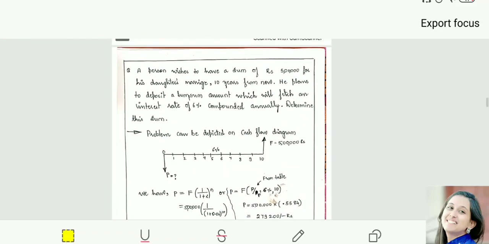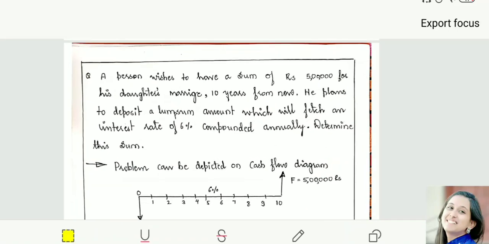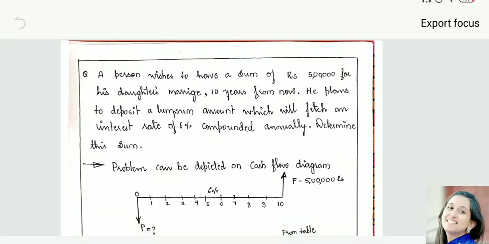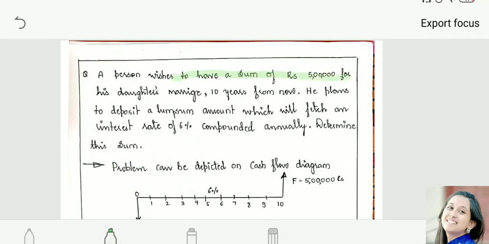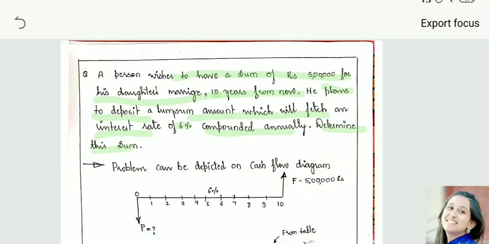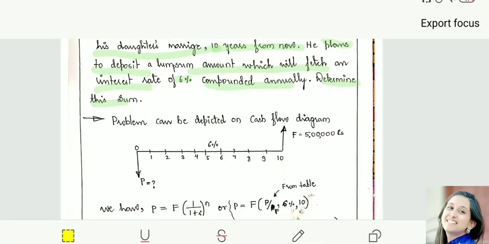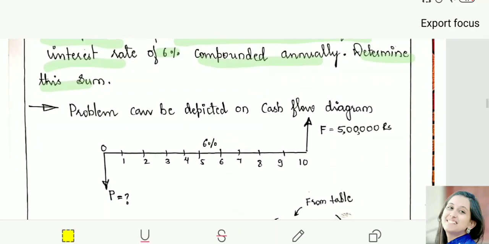This is a second kind of problem. So see here, a person wishes to have a sum of rupees 5 lakhs for his daughter's marriage 10 years from now. So he plans to deposit some amount which will fetch a rate of interest of 6% compounded annually. Determine the sum. So I have told you, a cash flow diagram is a must. It will help you to understand the problem in a better way.